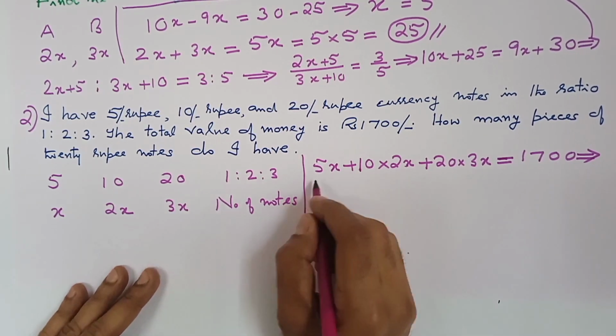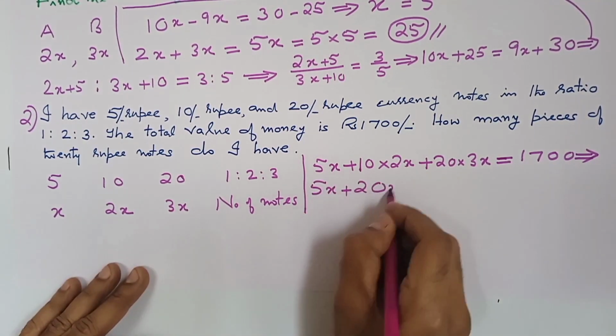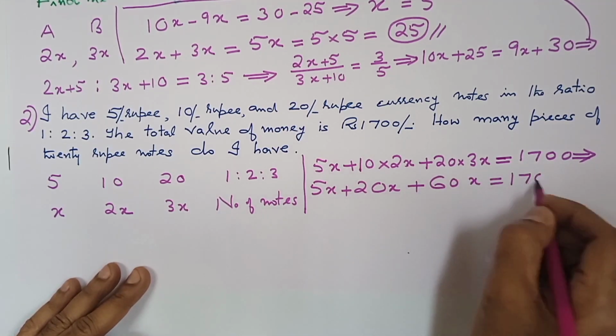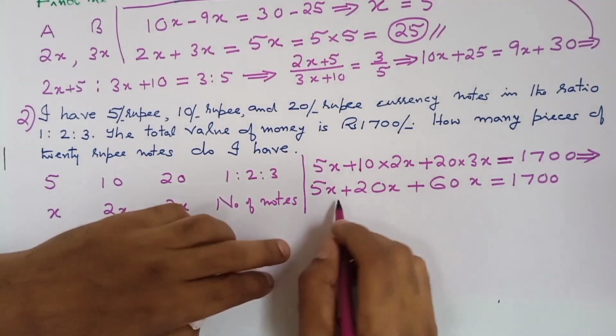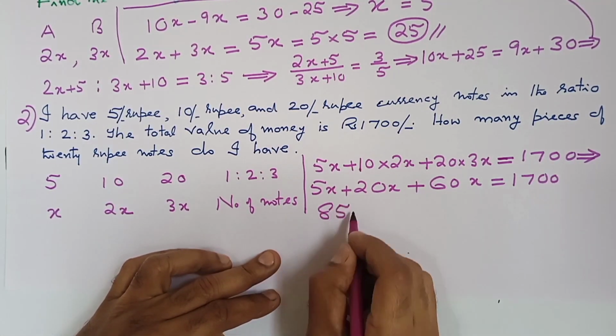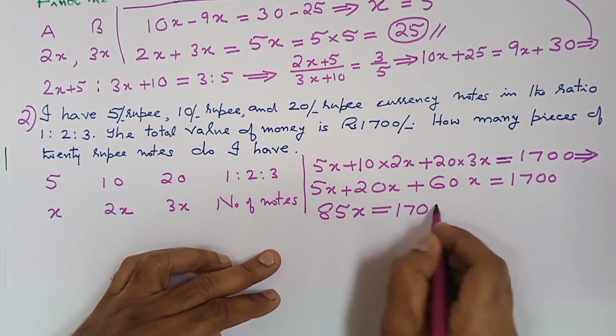Now simplify this. This will be 5x plus 20x plus 60x equal to 1700. This on simplification, 85x equal to 1700.